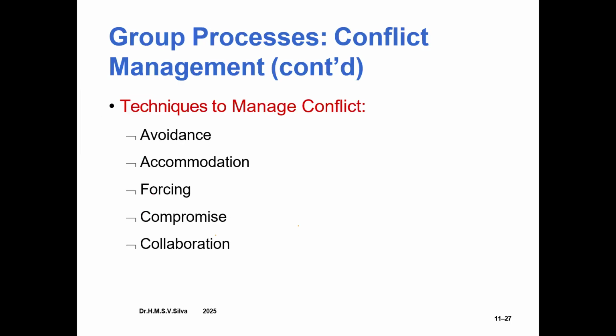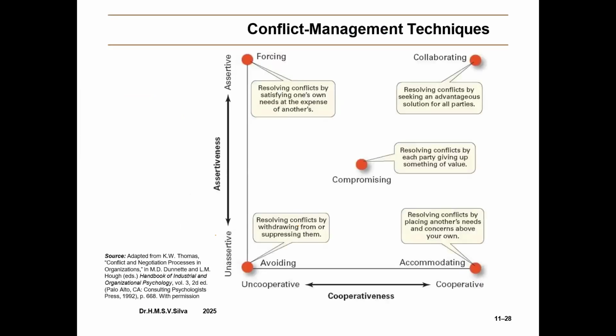Techniques to manage conflicts. There are 5 techniques we can use: avoidance, accommodation, forcing, compromise, collaboration. Let's see one by one and decide which one is more appropriate in the current context. Look at this. Let's assume there are two parties, with assertiveness and cooperativeness, meaning supporting each other.